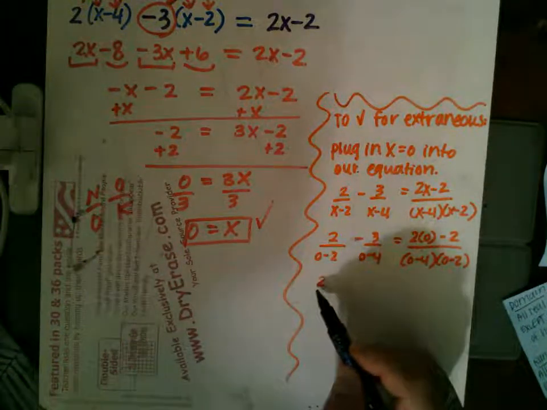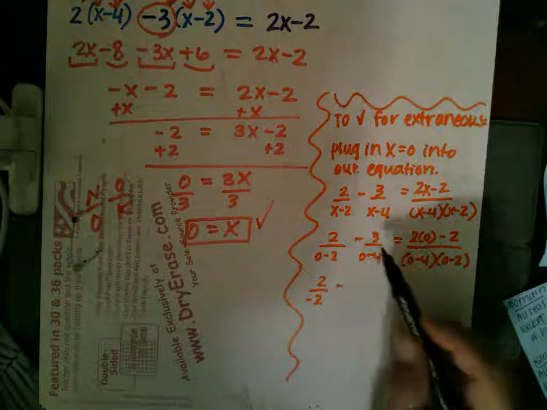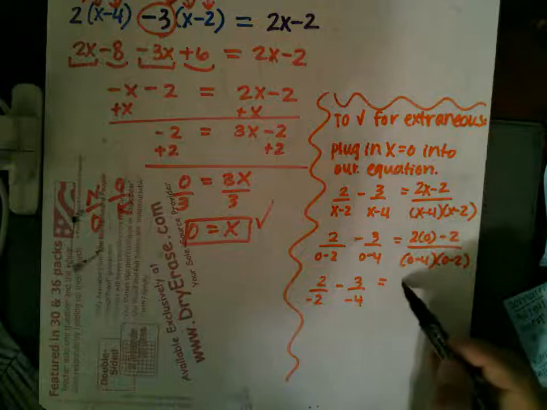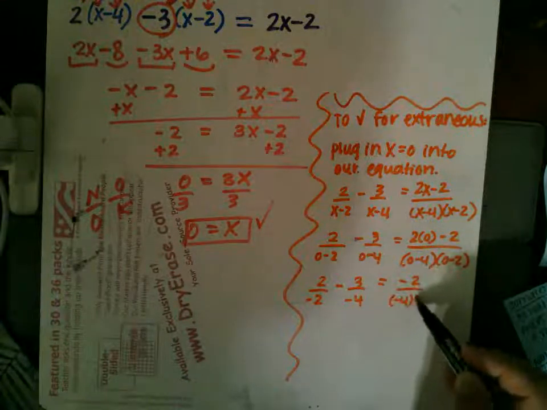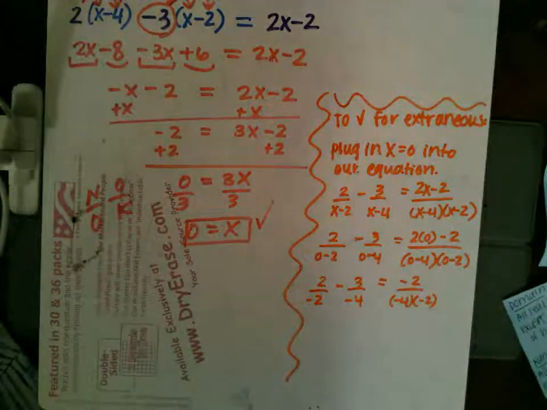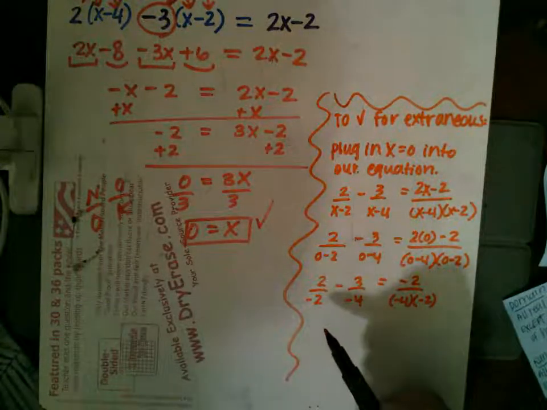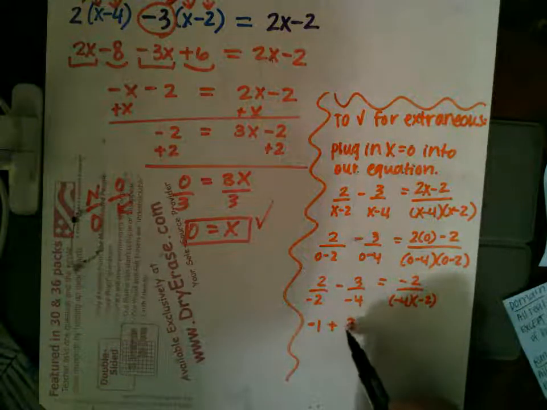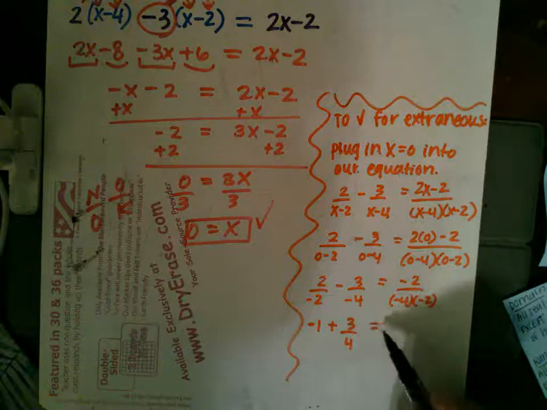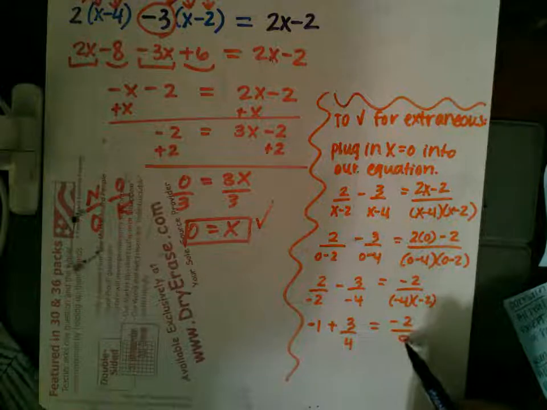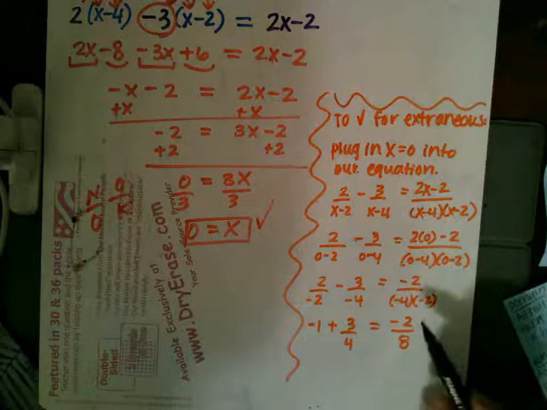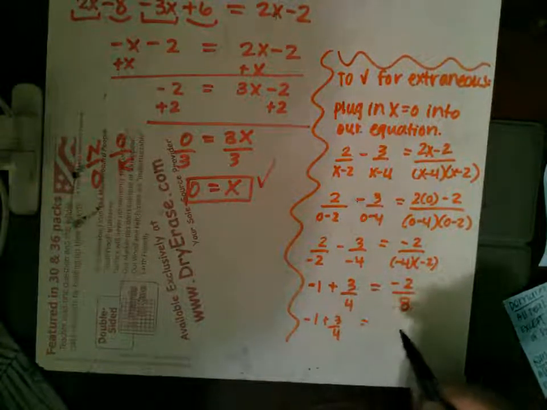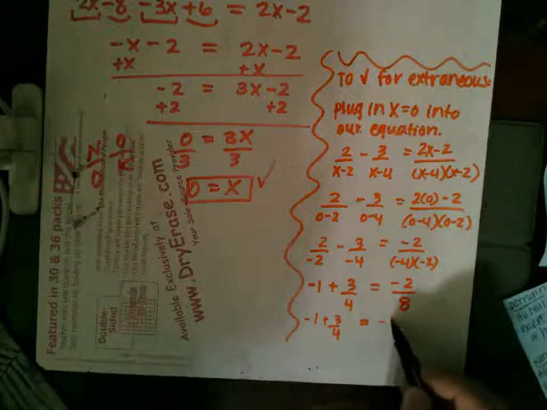2 over negative 2 minus 3 over negative 4 is equal to negative 2 over negative 4 times negative 2. Simplifying. 2 over negative 2 is the same thing as negative 1. Minus minus becomes plus. Negative 1 plus 3/4 should equal negative 2 over 8. And if I reduce negative 2 over 8, they're both divisible by 2, so negative 1/4.